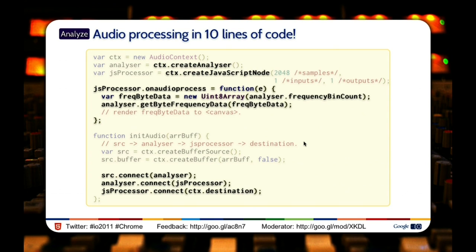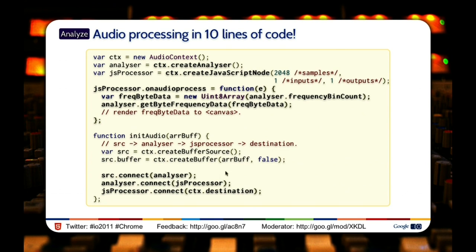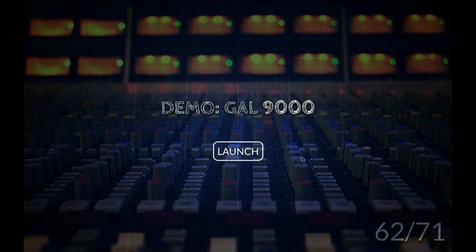But the same thing again. We're just connecting these sort of blocks that we're creating. So we'll create our buffer. We'll load the file in. And then we'll connect source to analyzer, the JavaScript node that gives us the events, and then the JavaScript node to the destination. So let's see a demo of that.